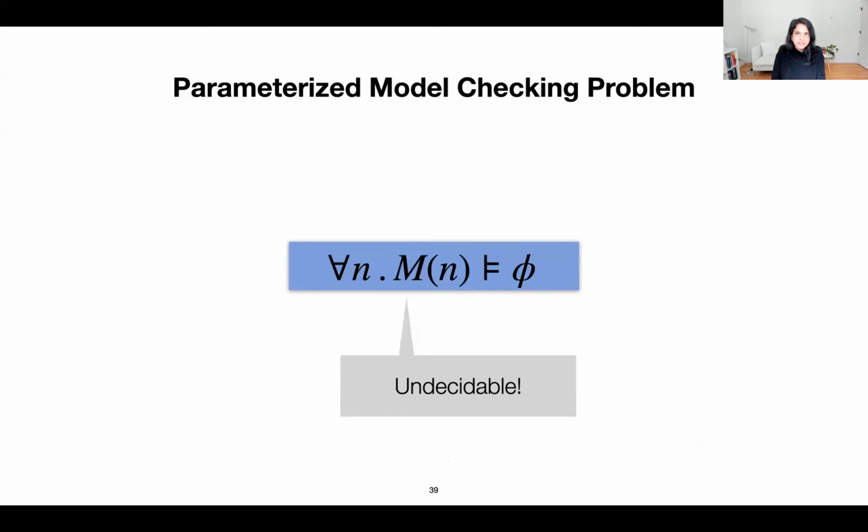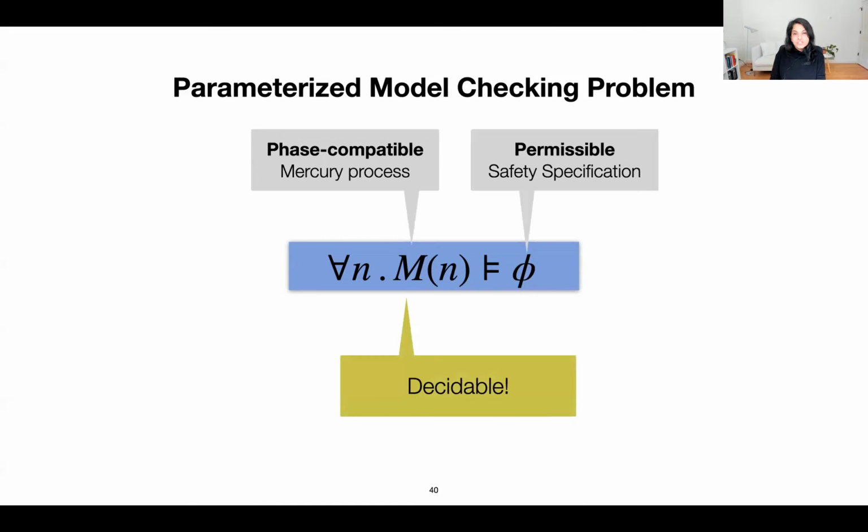Just to review, the parameterized model checking problem seeks to see if a distributed system composed of an arbitrary number of copies of a process satisfies a certain specification, in general a temporal logic specification. Let's just call it phi for now. And this is a very well-known undecidable problem. So we show in our work that this particular problem for Mercury programs is decidable under certain conditions. In particular, we show that if a Mercury process is what we call phase compatible and the specification is what we call permissible, then this PMCP, this instance of parameterized model checking for Mercury programs, becomes decidable.